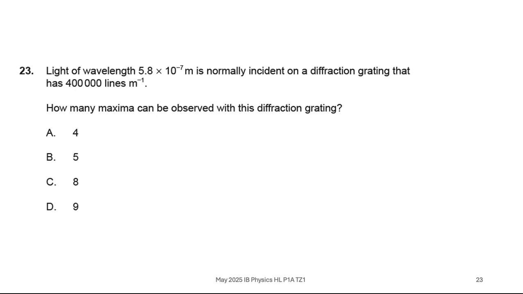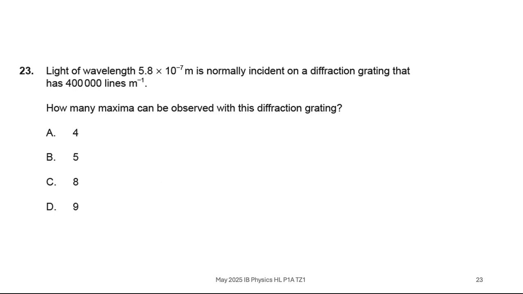well versed with. We've got light of wavelength 5 times 10 to the minus 7 meters, incident on a diffraction grating which has 400,000 lines per meter. That's something we're going to have to think about, and we want to know how many maxima can be observed with this diffraction grating. Now again, as I've said previously, there are ways of ruling out answers here.